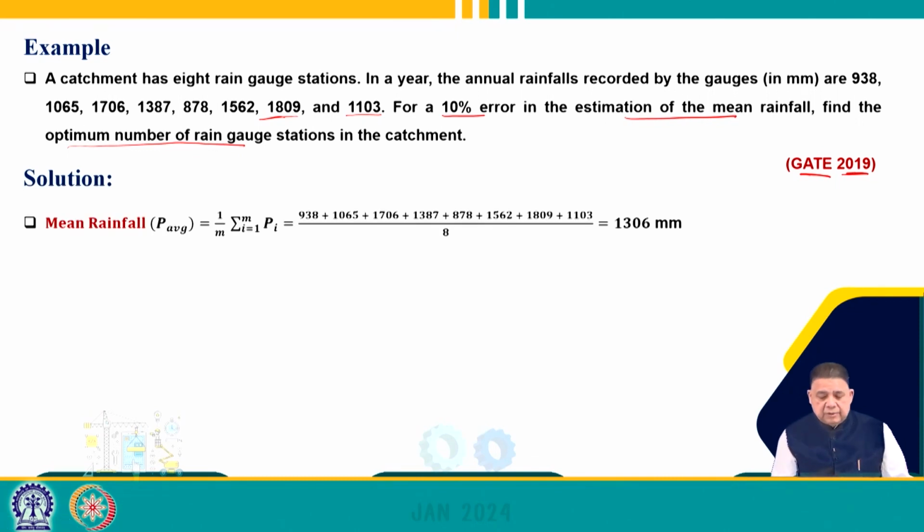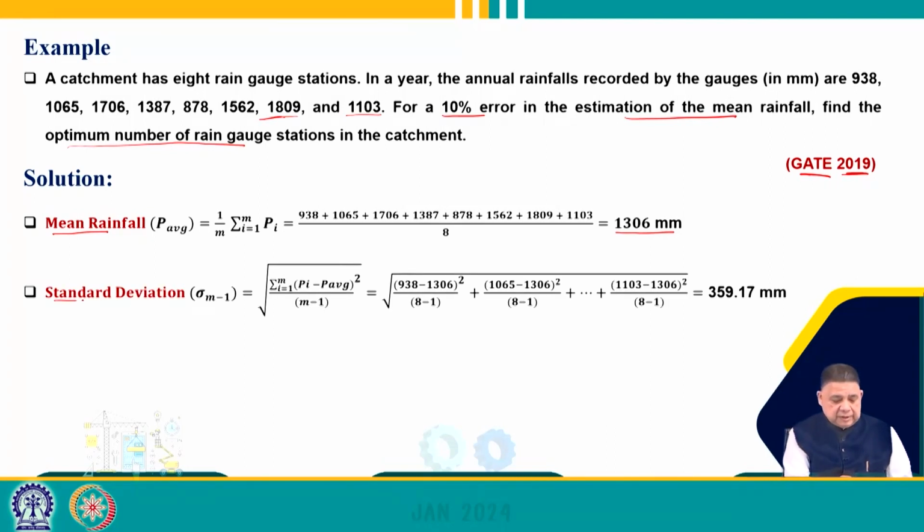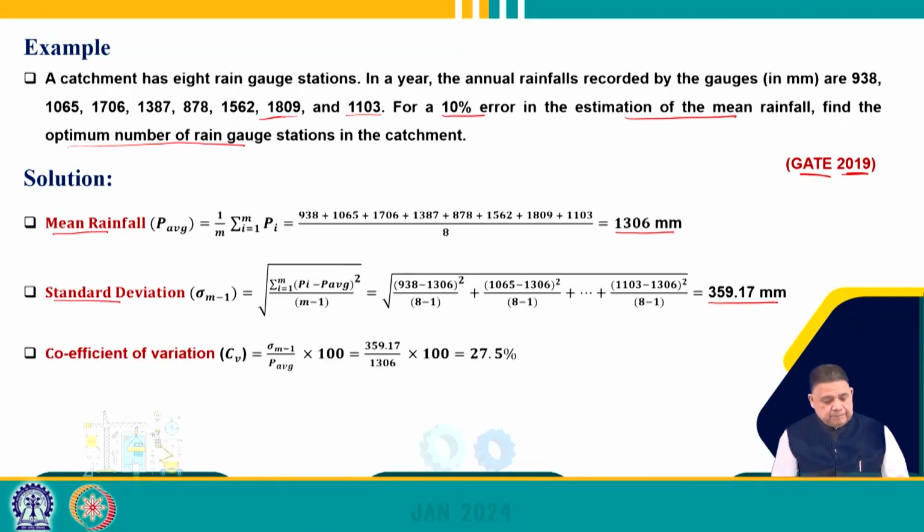So, coming to the solution, we know the rainfall magnitudes. As already mentioned, we need to first calculate the mean rainfall. If you use the data, it comes out to be 1306 millimeters. We need to calculate the standard deviation, which comes out to be 359.17 millimeters, and then obviously we can calculate the coefficient of variation, which comes out to be 27.5%.